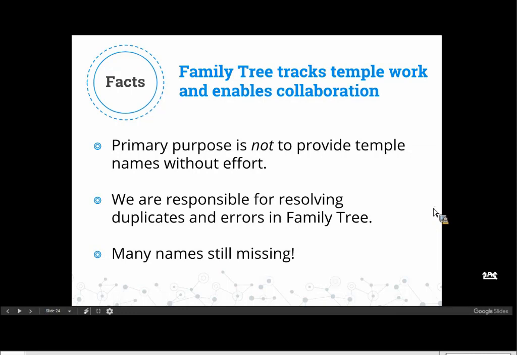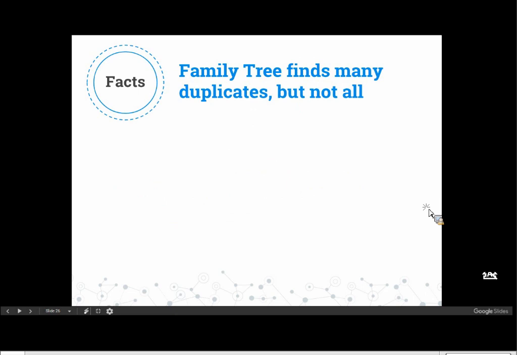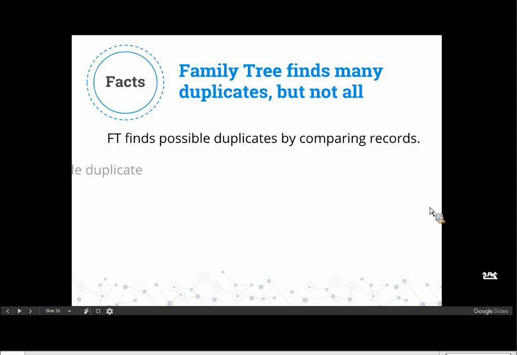So, misconception number 3, that Family Tree finds all duplicates. Family Tree does find a lot of duplicates, but not all. And let's look at a little bit of why that is the case. Family Tree finds possible duplicates by comparing records. So for instance, if two records are very similar, then Family Tree will flag those records as possible duplicates of each other.